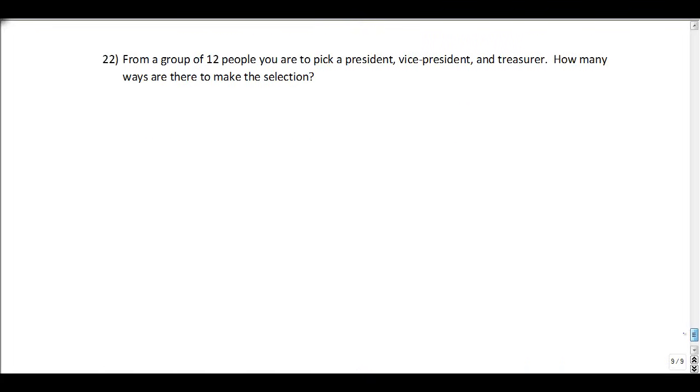Okay, last one. From a group of 12 people, you are to pick a president, vice president, and treasurer. How many ways are there to make the selection? So here again, we're going to either get 12 choose 3, the 12 in the calculator nCr 3, or we're going to do the permutations, 12 nPr 3. We get one of these two options.